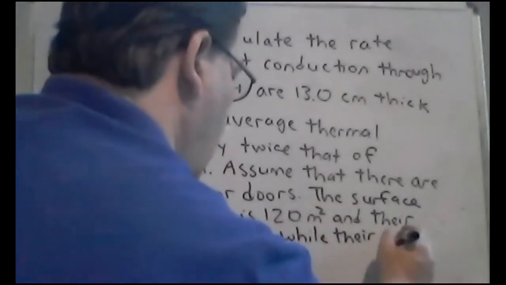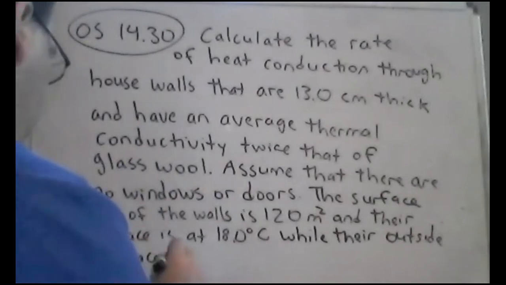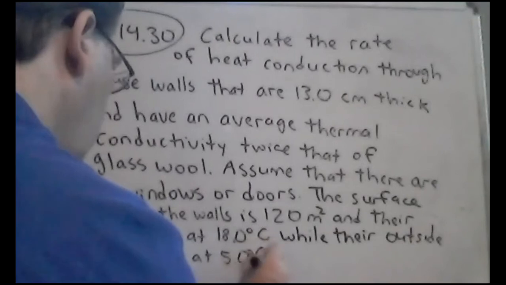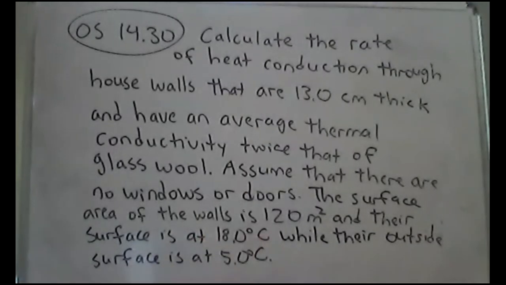I mean, this problem's pretty long. Okay. And then part B, which I'll write in a minute, is gonna say how many 1 kilowatt heaters would be needed to balance the heat transfer due to conduction. Okay, so essentially you have heat transfer that's gonna be leaving the house due to conduction. All right, so what do we know? Calculate the rate of heat conduction through house walls that are 13.0 centimeters thick, that's your D in your equation. They have an average thermal conductivity twice that of glass wool. We gotta look that up. Assume that there are no windows or doors, okay, so we want everything to be the same material. The surface area of the walls is 120 meters squared, and the inside temperature will be 18 degrees Celsius, and the outside temperature 5 degrees Celsius, all right?